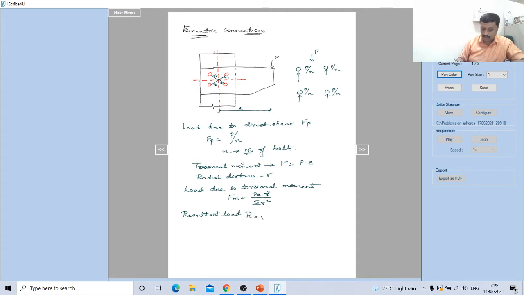R is equal to the square root of Fp square plus Fm square plus 2 times Fp Fm cos theta. I think you learned this when you studied basic civil engineering, whenever you design the force and its characteristics, correct? Same thing will be applied here also. Okay, we'll solve one problem so that you can understand this easily.